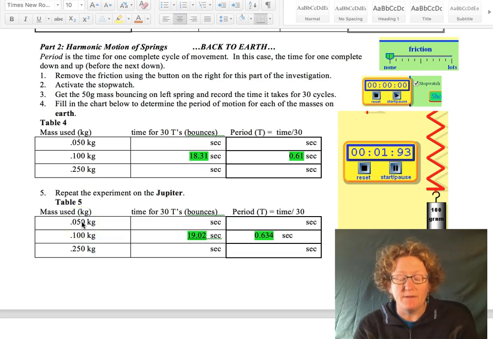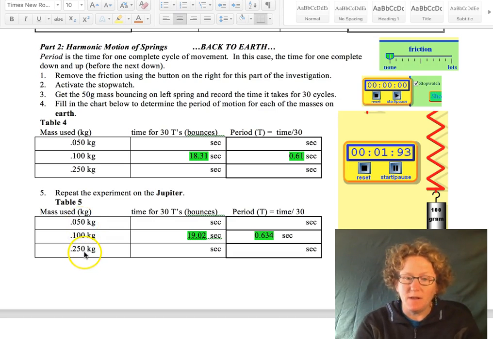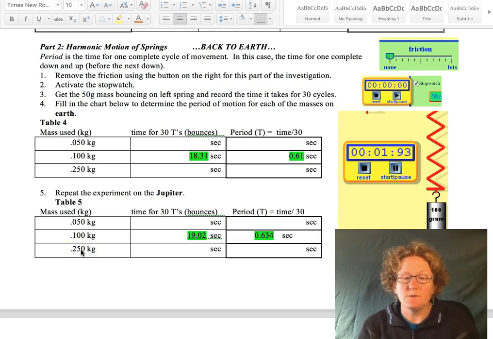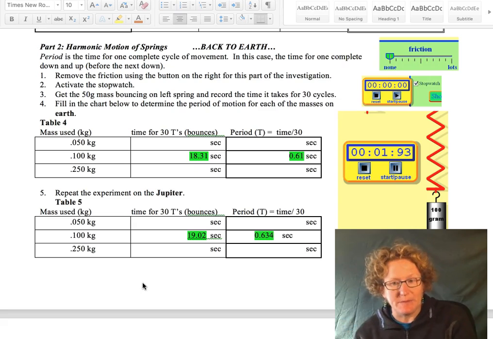So it's up to you to pause the video and repeat that procedure for the 50-gram mass or the 0.05 kilogram mass. That's the smallest one, and the 250-gram mass, which is also 0.25 kilograms. So repeat the experiment on Jupiter. So pause me and go do the Jupiter experiment now.